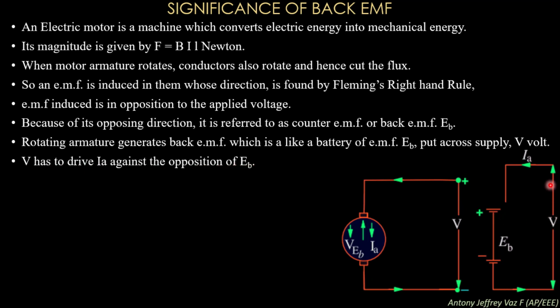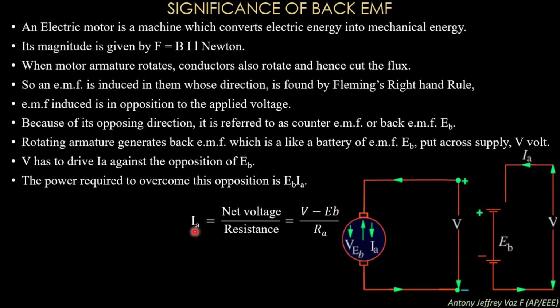So the supply voltage V should drive the armature current into the motor by opposing this back EMF EB. The power required to overcome this opposition is known as EBIA. This is the mechanical power developed by the motor, denoted in terms of electrical quantity as EB into IA, where EB is the back EMF in volts and IA is the armature current in amperes.